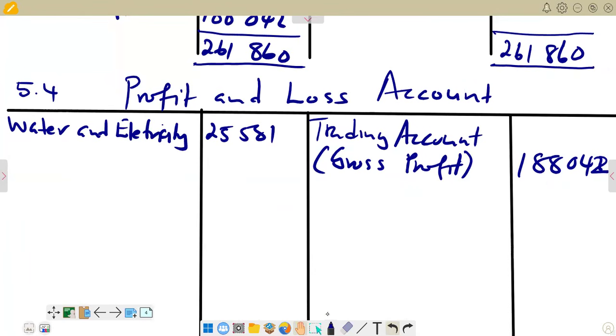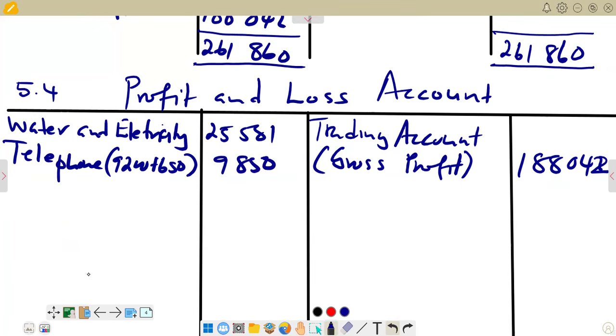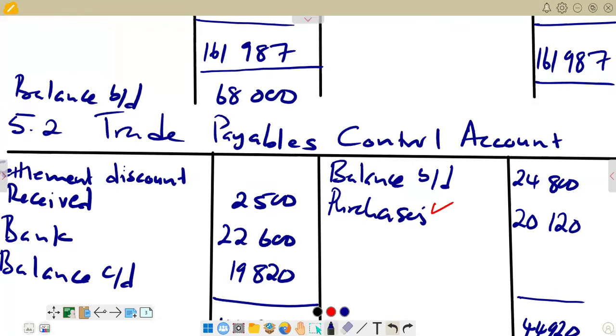So here we are saying telephone again is an expense, so it's supposed to come on the debit side. The brackets summarize the working. Remember, we're saying 9,200 plus 650. And obviously, the total that we're supposed to get is 9,850. Now we go back to check the next item.